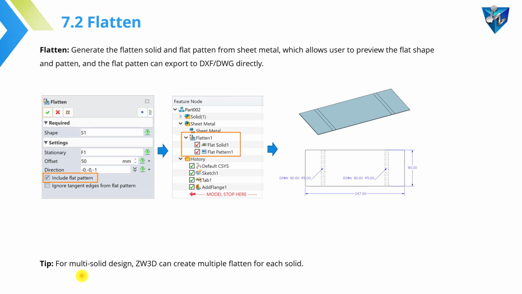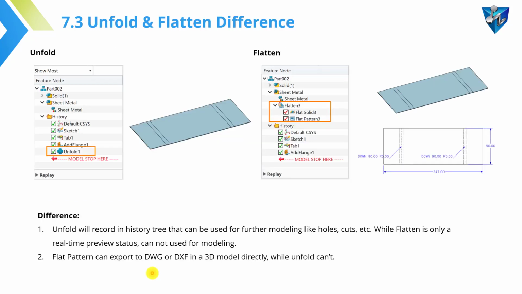And there is a little tip. If you are doing the sheet metal design by multi-solid way, you can create a flattened solid and a pattern for each solid. That's very convenient and high efficiency. So by now, maybe you are a little bit confused about what's the difference between unfold and flatten. So that's a good question indeed.